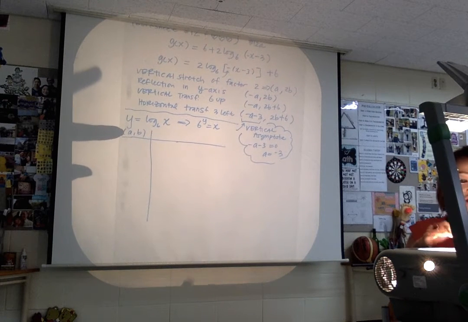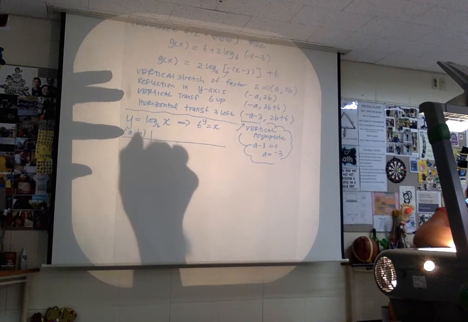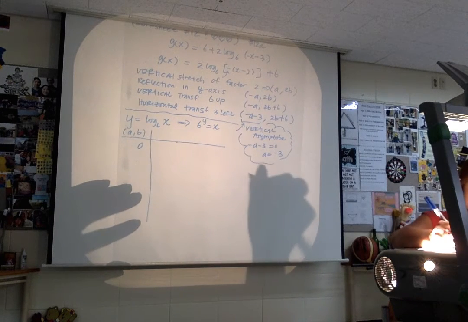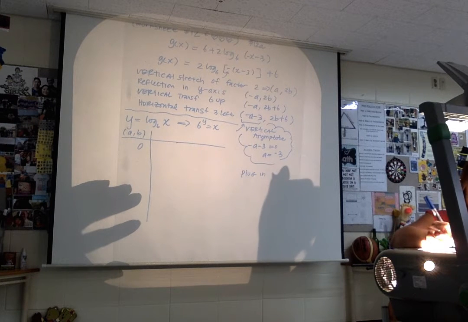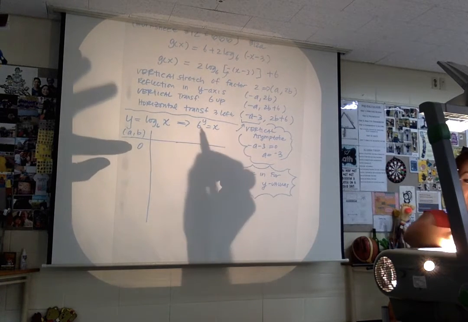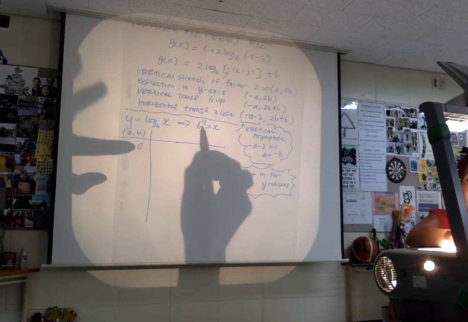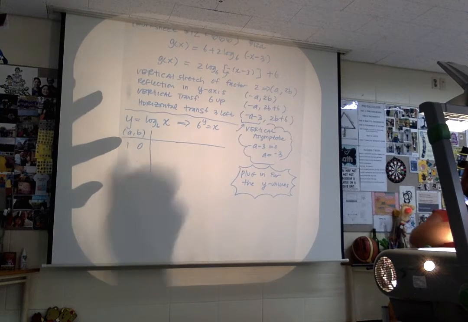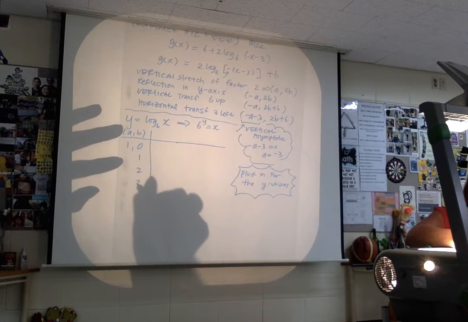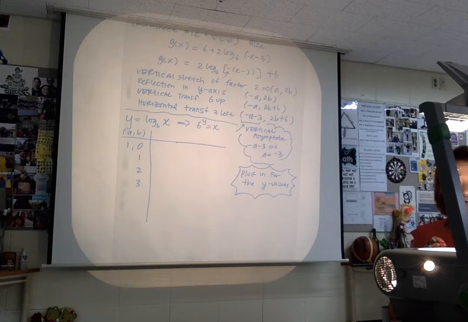So let's plug it in. If I plug in 0 for the y value, I'll put a note here: plug in for the y values. Okay, it just makes it easier. So plug in 0 for y. 6 to the y is what? 1, right? Let's go in order: 1, 2, 3. And if you want to try some negatives, you can try some negatives too.